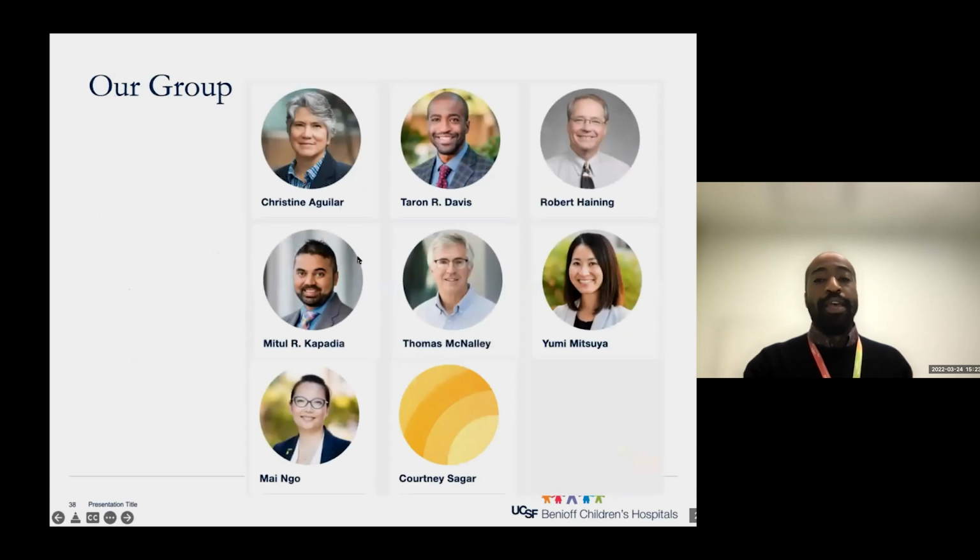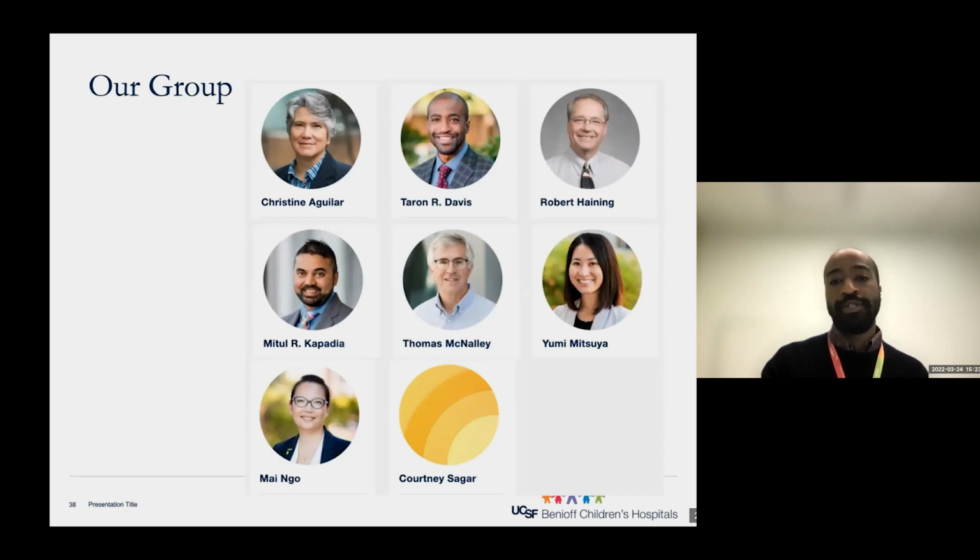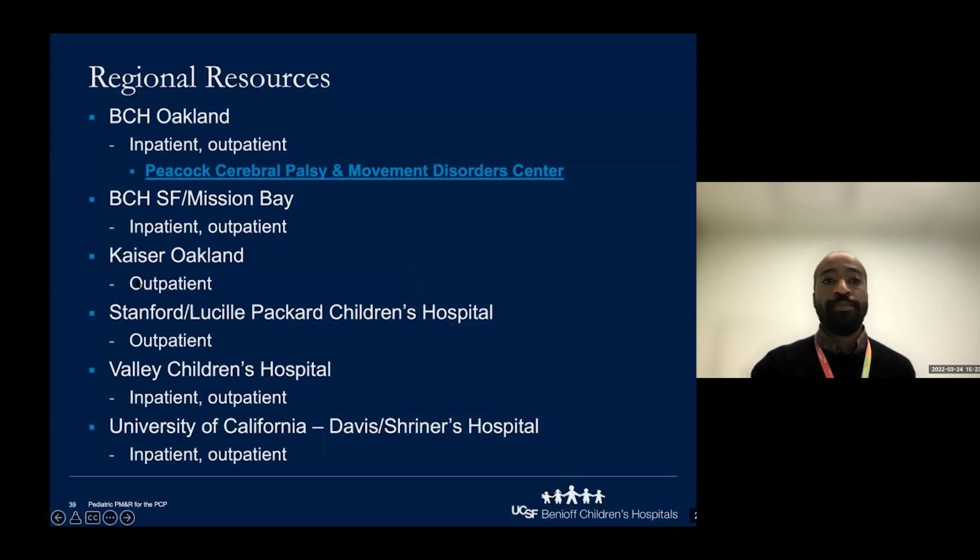And then I'll leave you with the Benioff Children's Hospital group, UCSF group. We are across both sides of the bay at Benioff Children's Hospital, Oakland, as well as SF in Mission Bay. And then some regional resources. So there's inpatient and outpatient, and the Peacock Center in particular over at Oakland, inpatient and outpatient for Mission Bay, Kaiser Oakland, Valley Children's, and UC Davis / Shriners Hospital for inpatient and outpatient care as well.